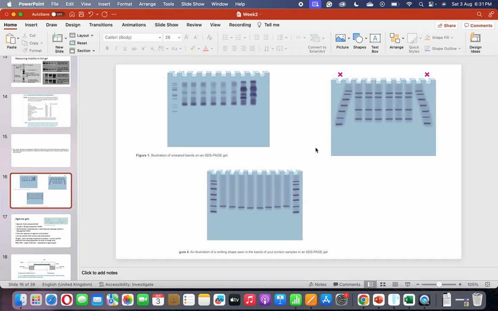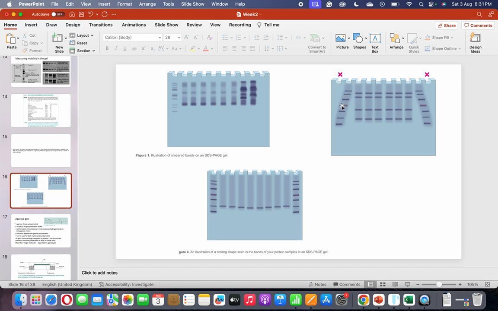Another issue that can happen is if you leave these two side wells empty, your samples can migrate outwards into them, and it can cause this kind of umbrella shape in your gel. So the only solution is to load the side wells. Don't leave the side wells empty, otherwise you can get problems like this.